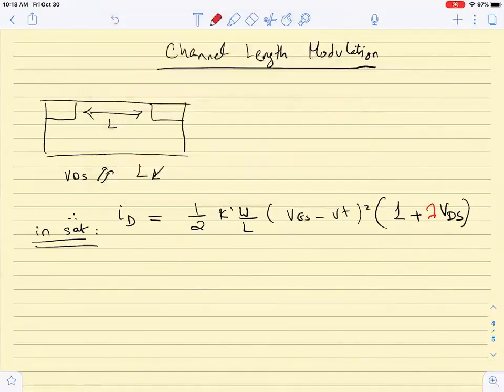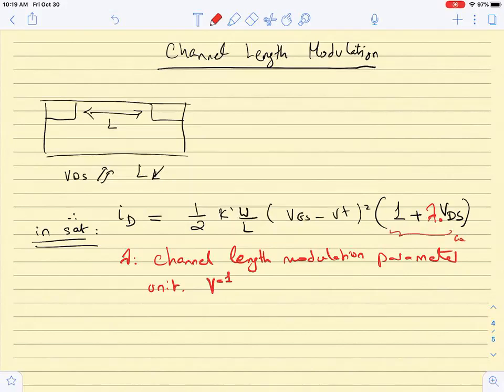and the parameter lambda is what we refer to as the channel length modulation parameter, and the unit for lambda is V inverse. ليش V inverse؟ لأنه أنا عم بضربها بفولتج، so بدي هيدا بيطلع عندي constant. أوكي، هيدا اليونت لإله current أمبير، وهيدا البارت بيطلع a constant that is unitless.